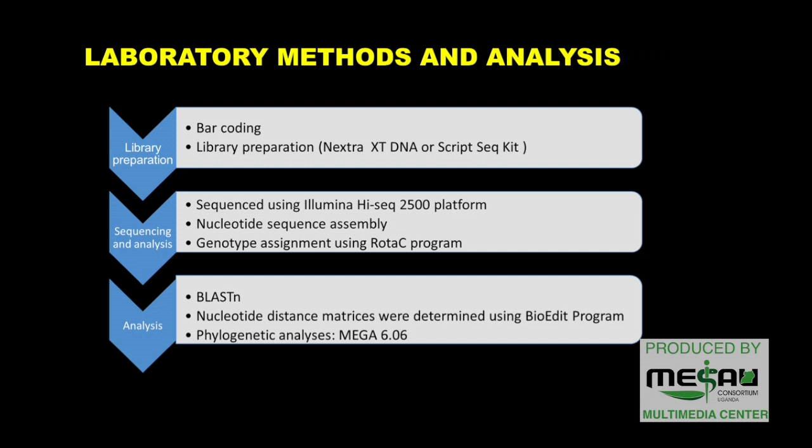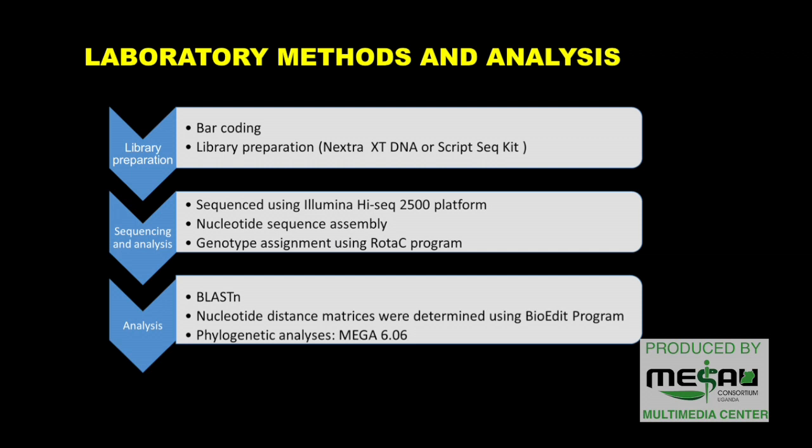And when we got the sequences, we assembled them. The methods we used were de novo and also mapping, using the Genius program to do the nucleotide sequence assembly. And then after assembling these sequences, we tried to look at each sequence.